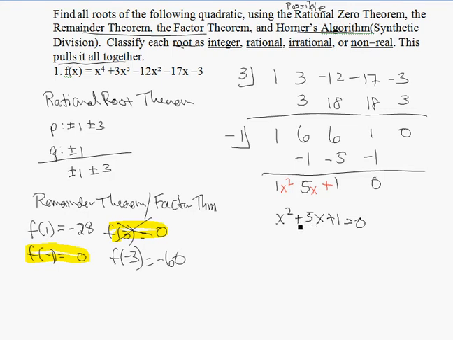Well, whenever we have a quadratic, the first thing we want to consider is factoring. Can I factor this? No, there's no factor of 1 that gives me 5. So I'm going to use the quadratic formula. Again, the quadratic formula is only used if you cannot factor.